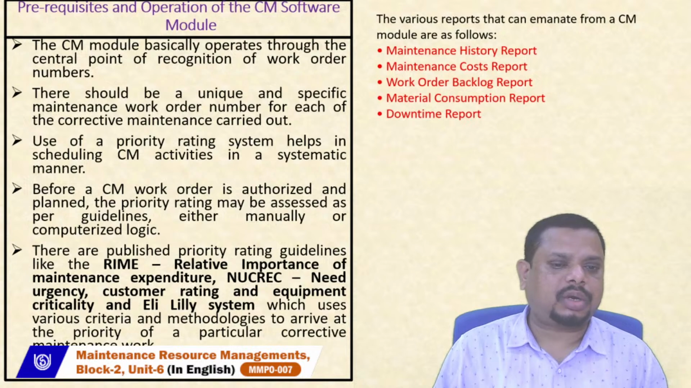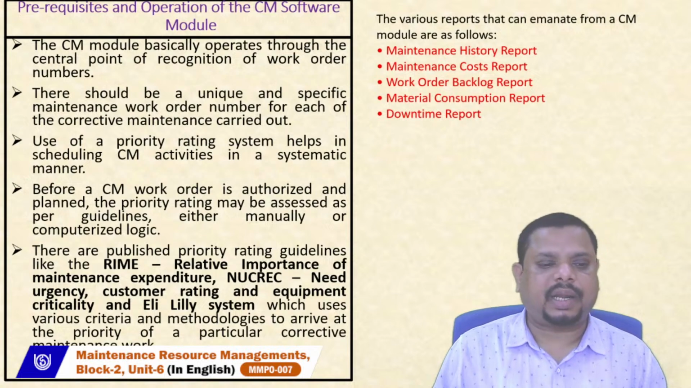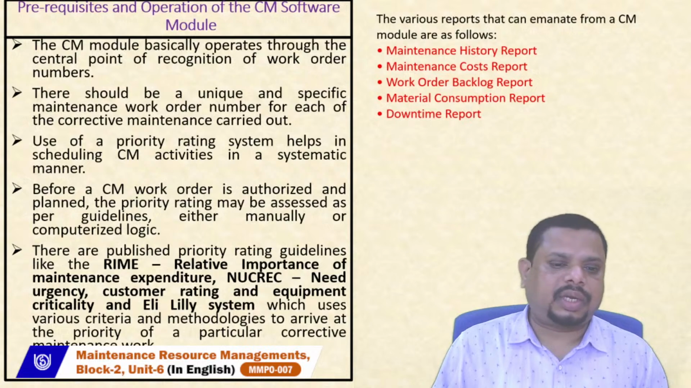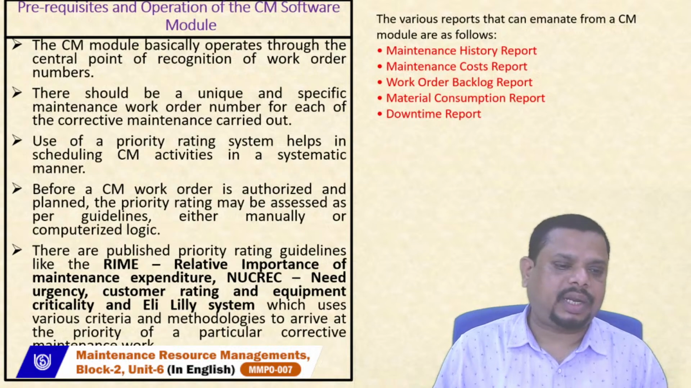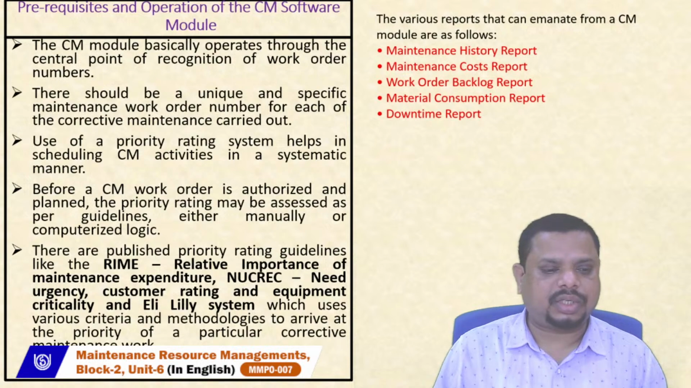Before a corrective maintenance work order is authorized and planned, the priority rating may be assessed, for guidance, either manually or through computerized logics. Whenever you go for publishing the priority rating guidelines, there are systems like the relative importance of maintenance expenditure, shortly known as RIME, or NUREC, meaning need, urgency, customer ratings, and equipment criticality, which use various criteria and methodologies to arrive at the priority of a particular corrective maintenance work.